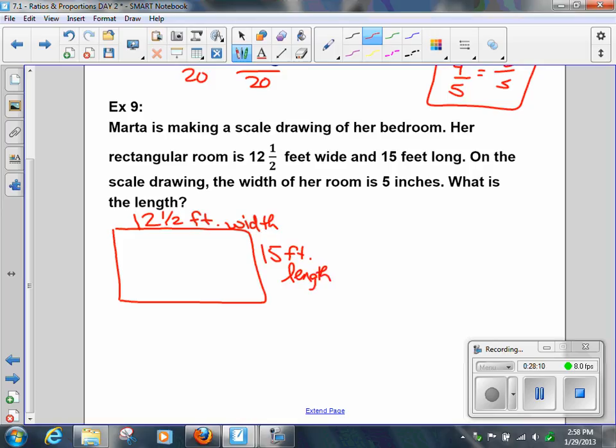Now it says on the scale drawing. What's a scale drawing? The plans, right? If I were to build this house, blueprints. My blueprints are going to be smaller because it's something you got to carry around in your pocket or in your truck. Can't carry a house in your truck.